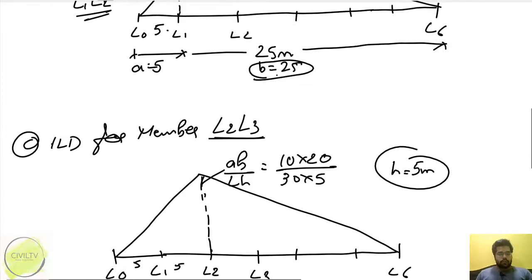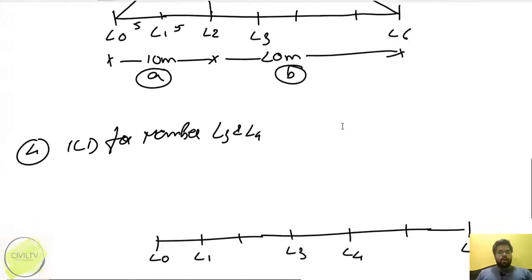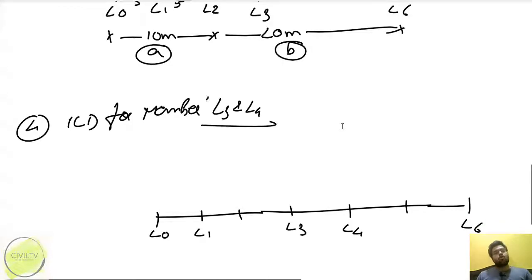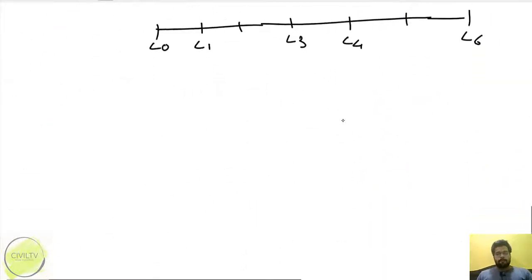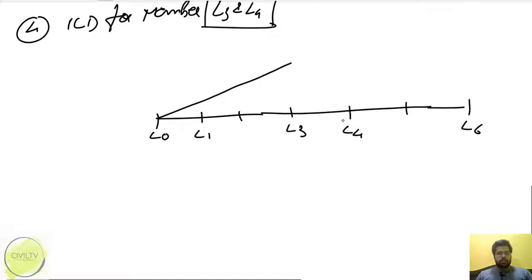So what I have to do is check which joint is opposite to the bottom chord L3 and L4. Let's see which joint is opposite to L3 and L4. U4. U4 corresponds to L4, which means I have to elevate L4. So it will look something like this.